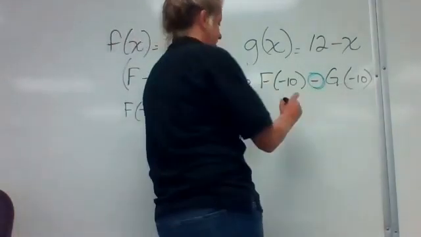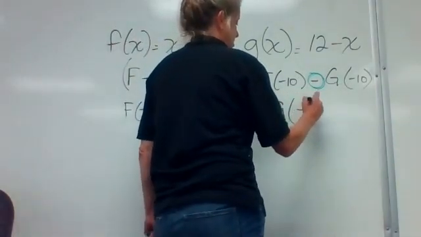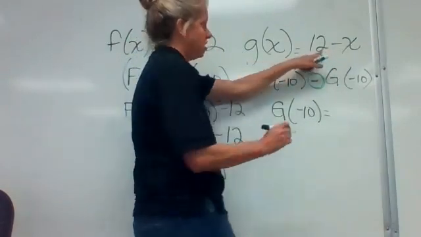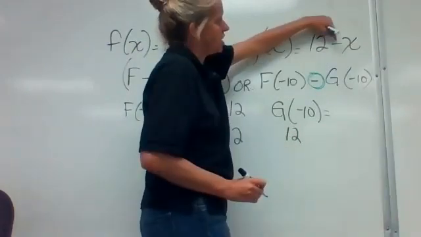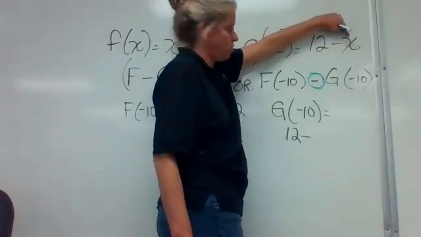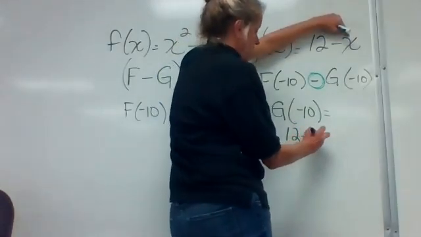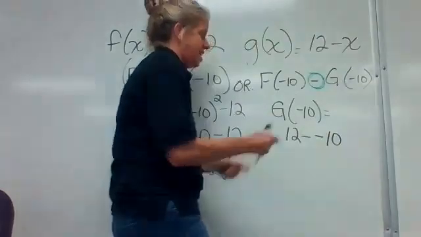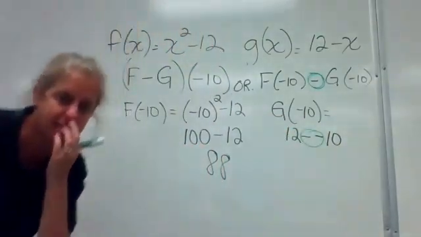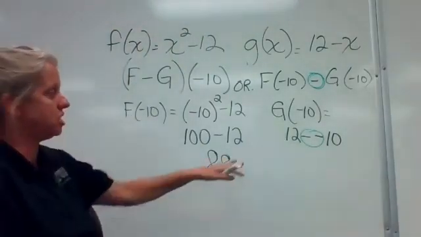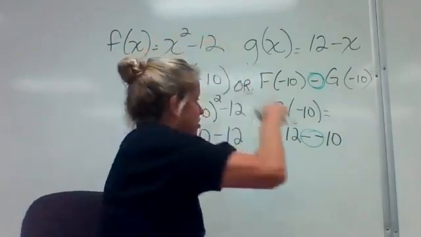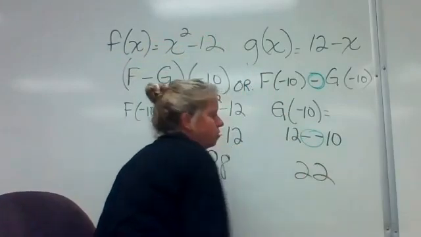Now I need to find g of negative 10. So I'm putting a negative 10 here. Be very careful here. You're going to have 12, and then you're going to have this minus, and then what are you going to replace this x with? Negative 10. Again, anytime you're subtracting a negative, that really means that you are adding. And if you punched it in your calculator, 12 minus negative 10, it would do the right thing. 12 plus 10, which gives me 22.